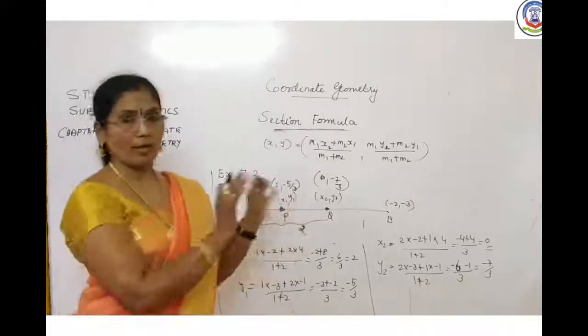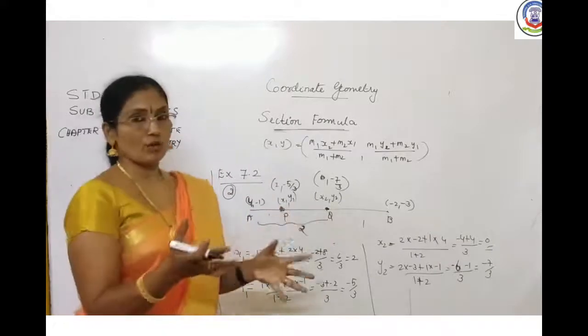So here nothing else, we are applying the section formula solely. Here trisection was there, that's why I explained it here.